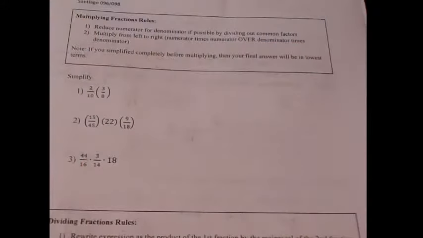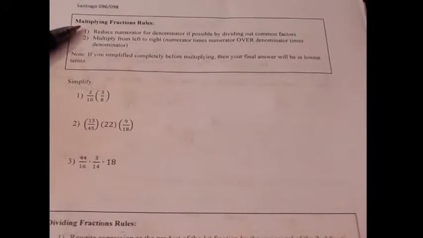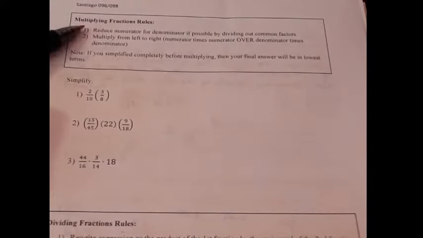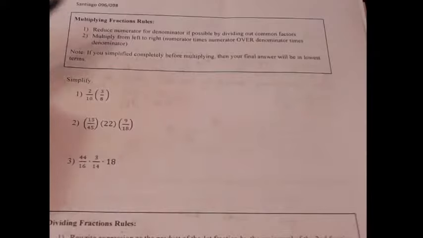I've seen students wait to reduce at the end. It'll work either way, but man, is life going to be miserable if you wait to reduce at the very, very end. So I just want to show you how cool it is to simplify things up front and then multiply. So let's take a look. So step number 1, reduce the numerator for denominator if possible by dividing out common factors. We did that already, right? We learned that on the previous page. Once we reduced everything, we're simply going to multiply from left to right.